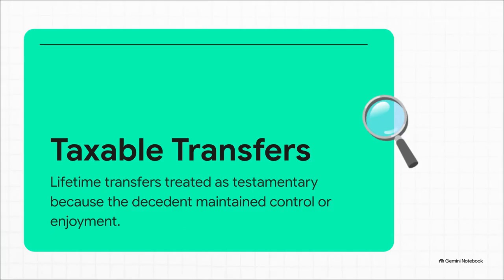Let's kick off our investigation with the absolute anchor of estate tax. When calculating the gross estate, you have to remember that the BIR isn't just looking at what a person owned on the exact day they died, right? They're actually hunting for hidden assets through what we call taxable transfers.